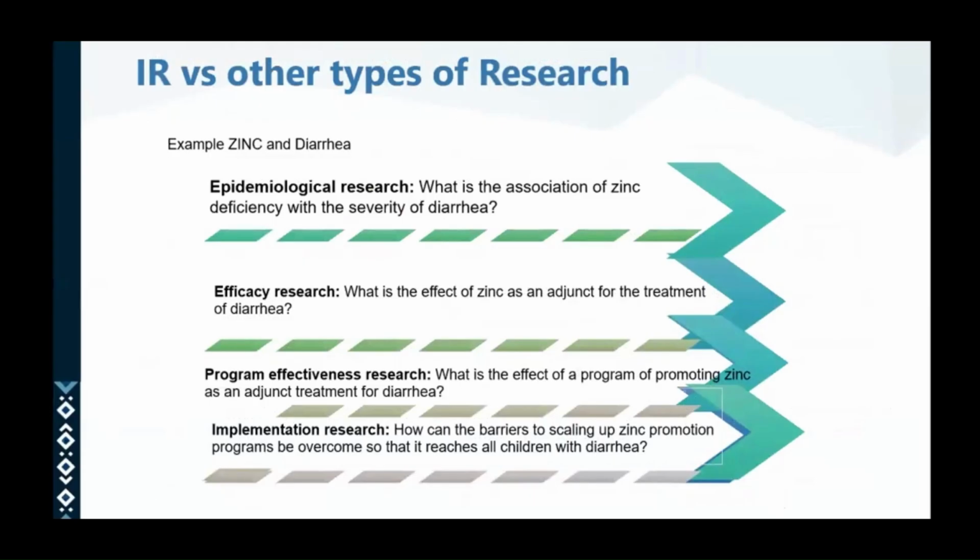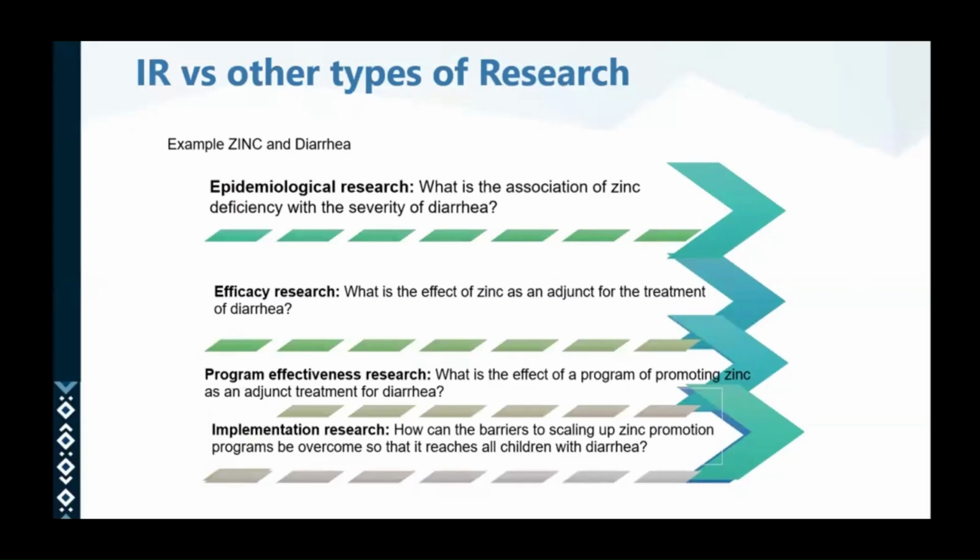Also, we have other types of research. For us to better understand the difference between implementation research and other types of research, we'll be using the example of zinc deficiency and diarrhea. The first part is that we have used epidemiological research. We have built on the fact that zinc can be used to treat diarrhea in children. And this is how we are going to see the different types of research using this example.